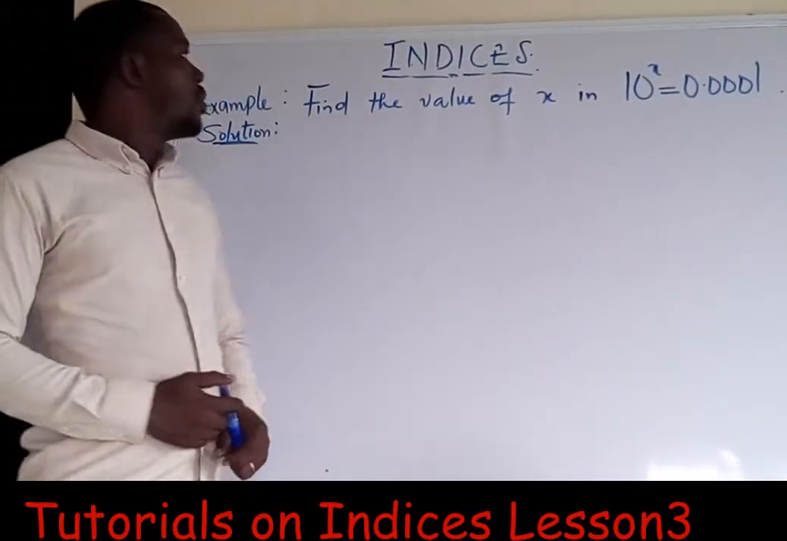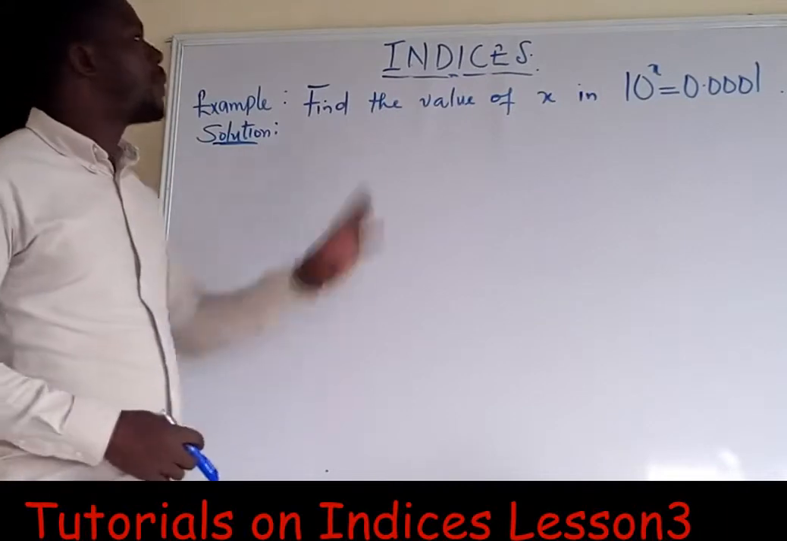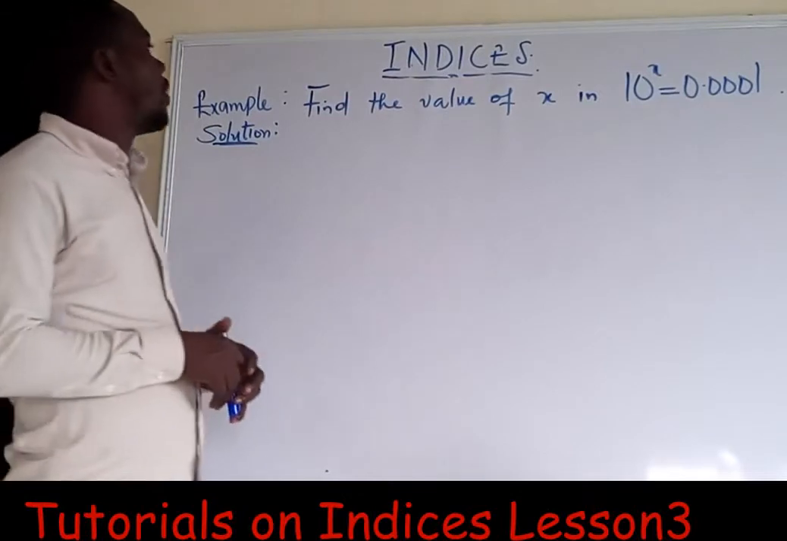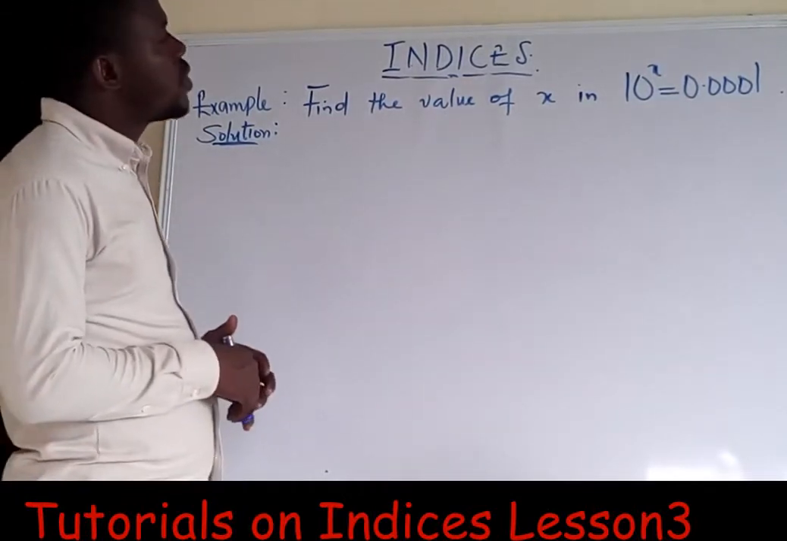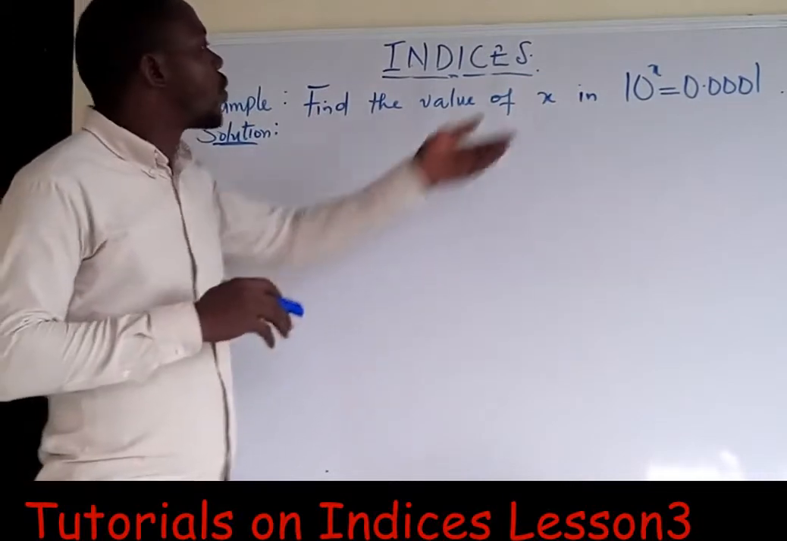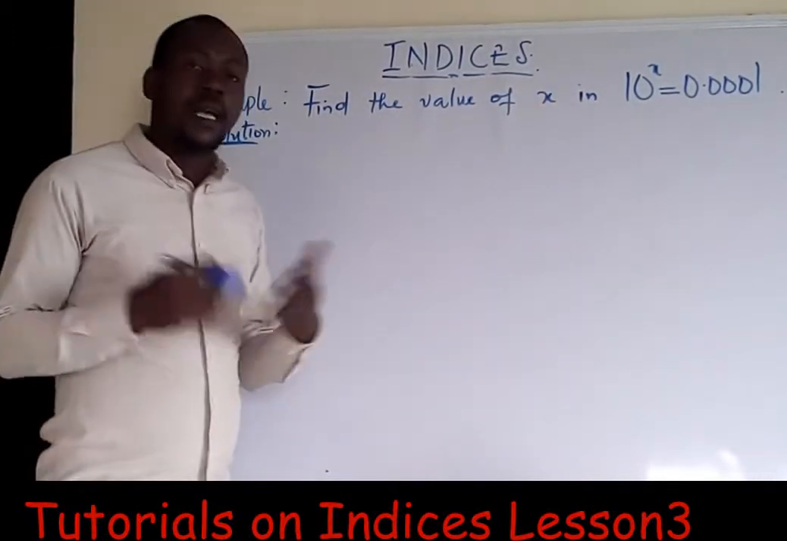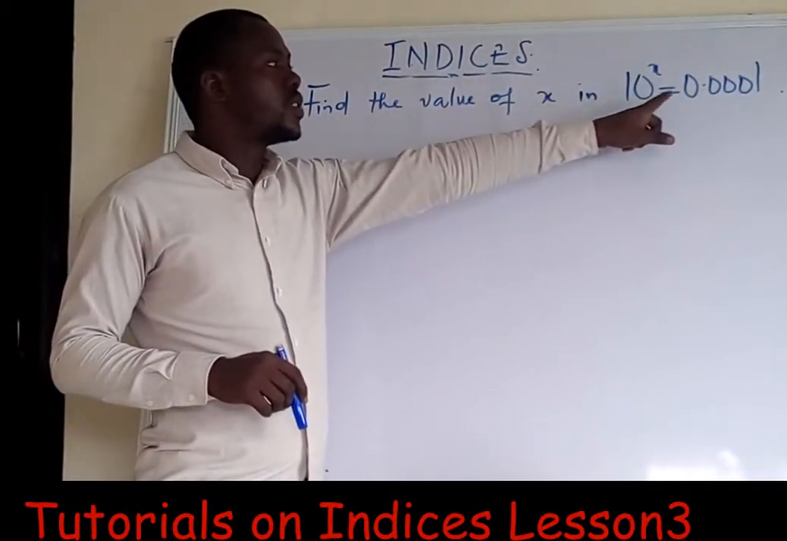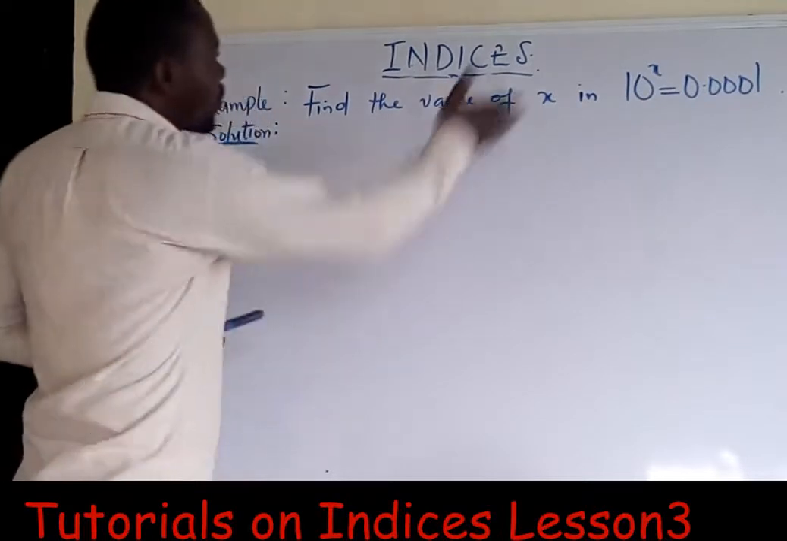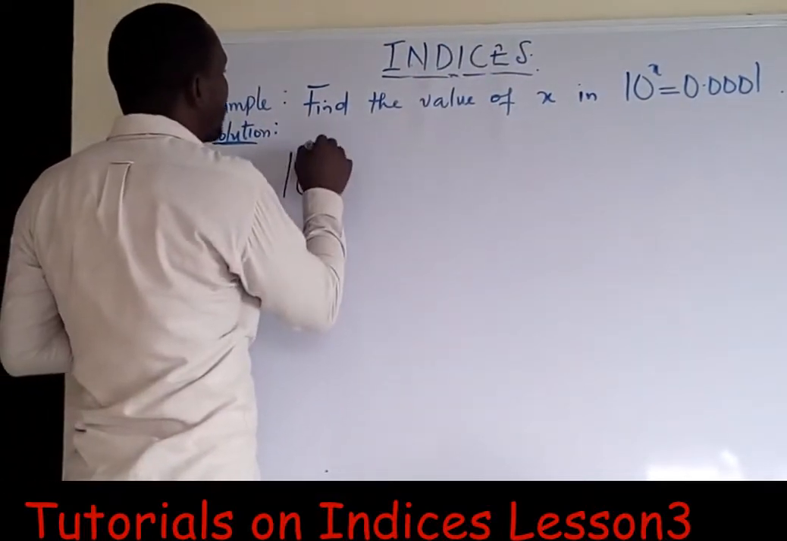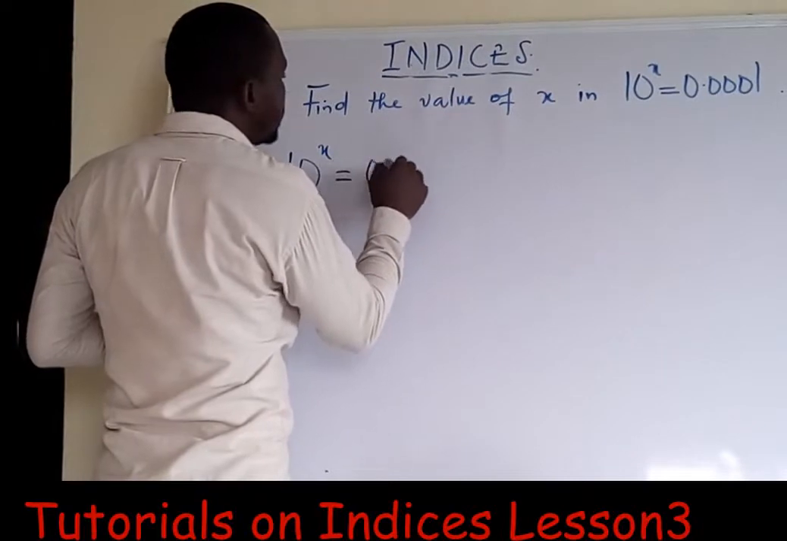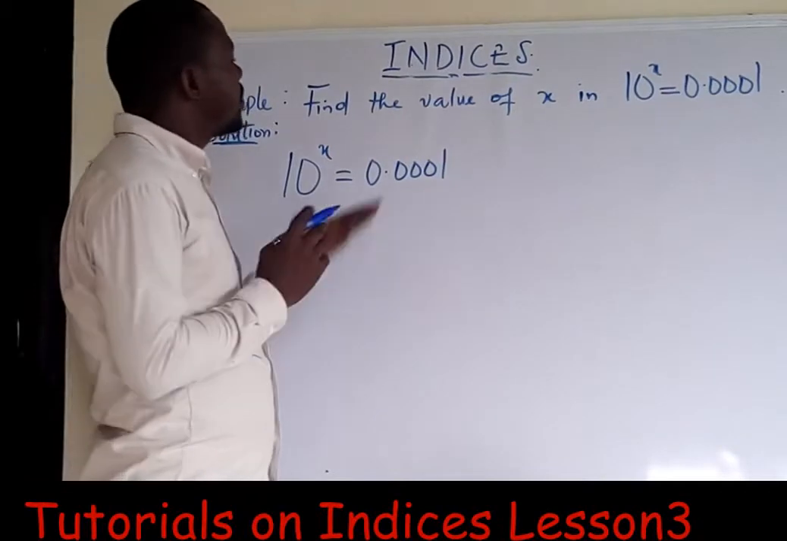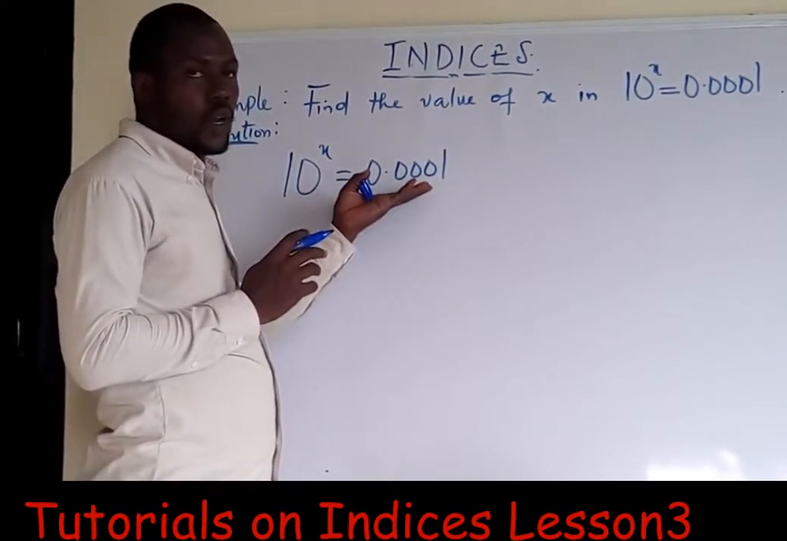We will come back to another example here. This particular example is a little bit different from the previous ones that we have been doing. And then we are going to quickly look at the approach you can give to a question like this anytime it's been given. Find the value of x in 10 raised to the power x equals to 0.0001. Now, what they give us here is 10 raised to the power x, which is equals to 0.0001. So what we can do to this now is we have to change this one to a fraction first.